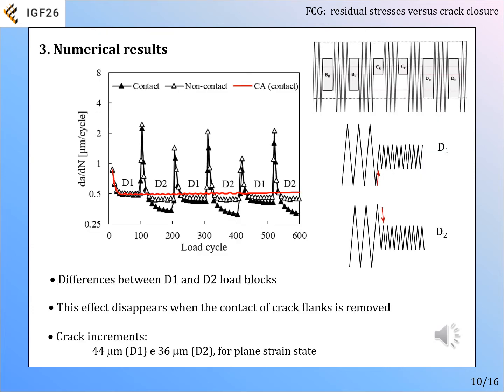Now we present results obtained numerically. This picture shows predictions for D load blocks. The overloads are evident, corresponding to the largest values of the ADN. After the overloads, there is a significant difference between D1 and D2 load blocks. The ADN is constant for D1 and it decreases progressively for D2. This effect disappears when the contact of crack flanks is removed.